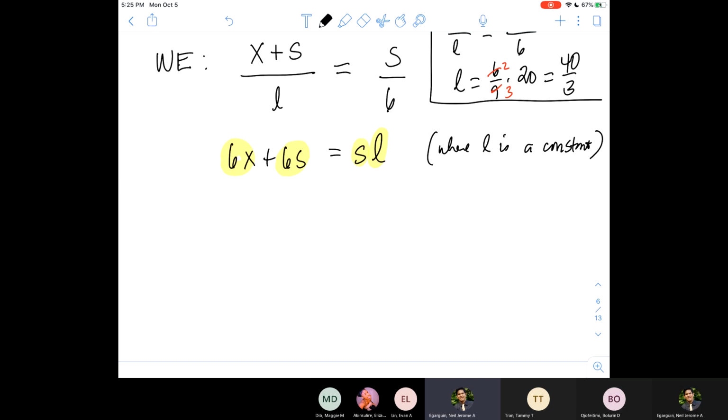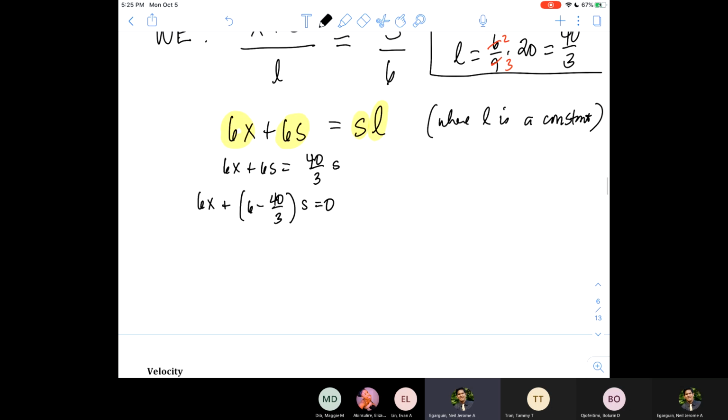So you can differentiate right away. At this point, you have two options. Either you differentiate both sides with respect to t, that's fine. But I realized an easier way: just plug in L equals 40 over 3, which is fine because L doesn't change through time. So I'm going to have 6x plus 6s equals 40 over 3 s. Actually, here I can rewrite it as 6x plus 6 minus 40 over 3 times s equals 0 before differentiating. But it's your option.